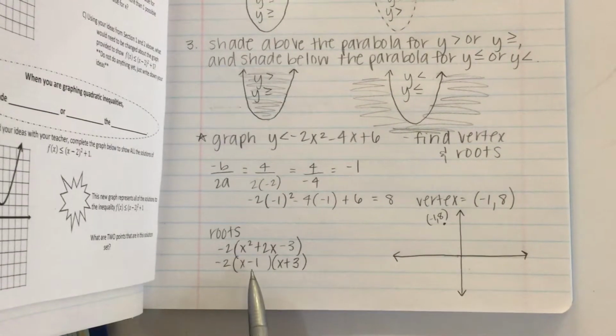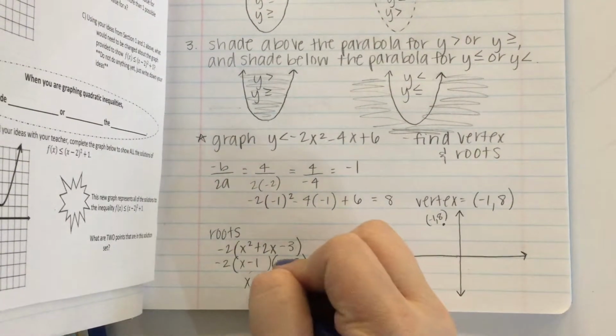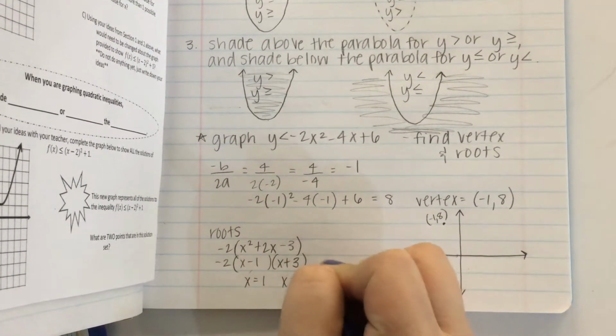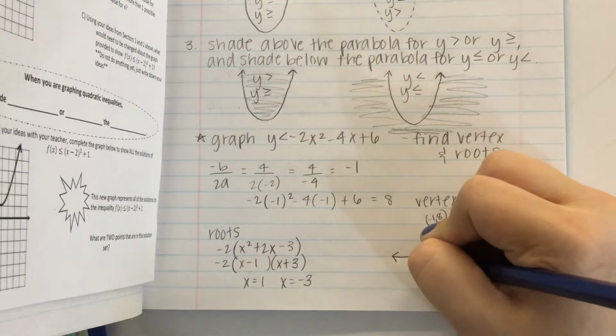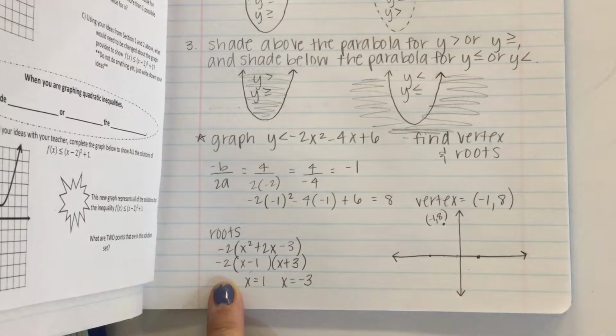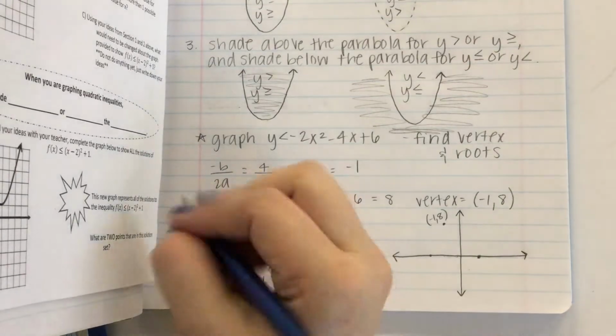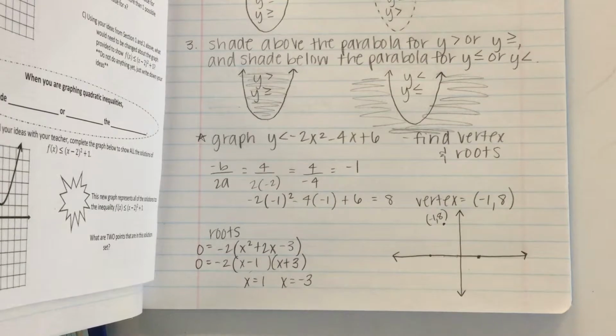So my roots are right here at x equals 1, x equals negative 3. Wait, what about the 2? Since you're setting it equal to 0, 0 divided by negative 2 is just 0, right? Right. Even though it's not to scale.